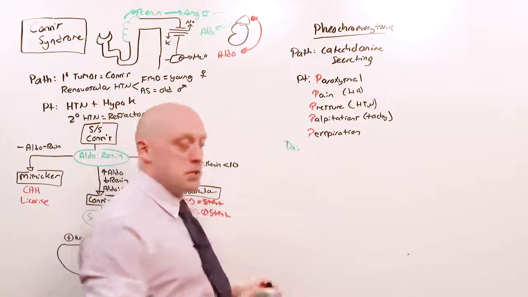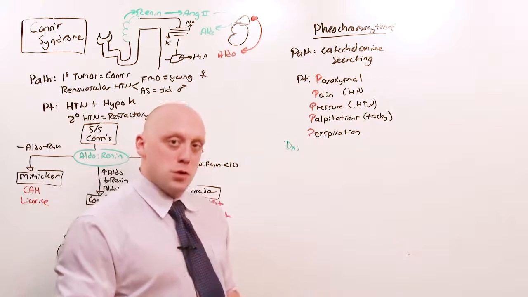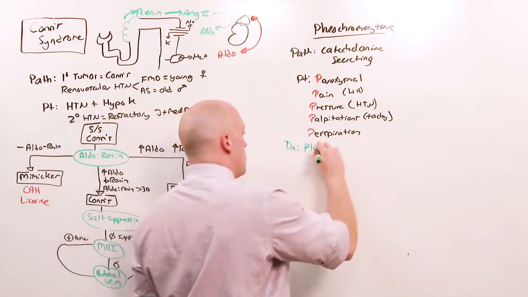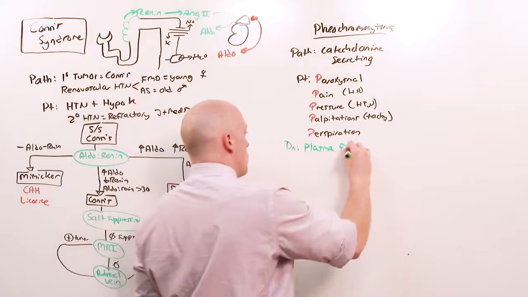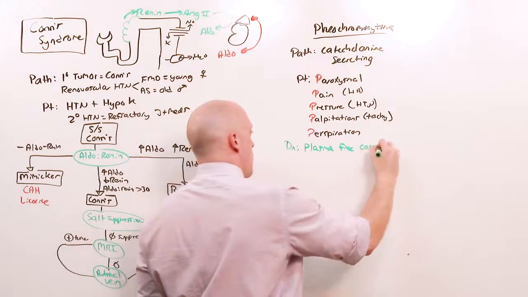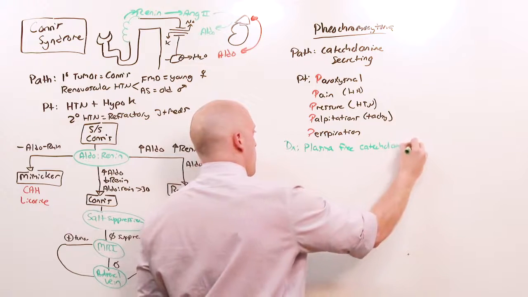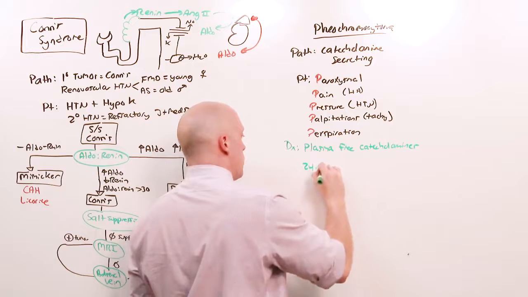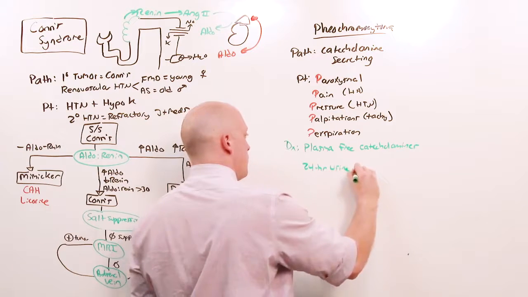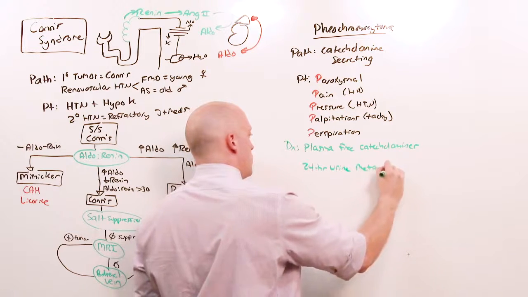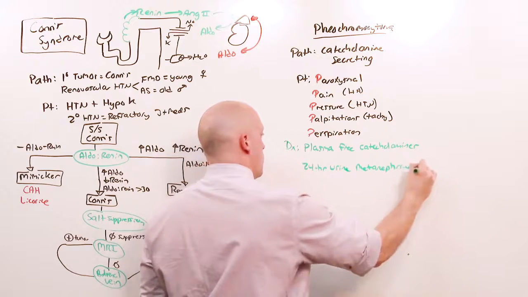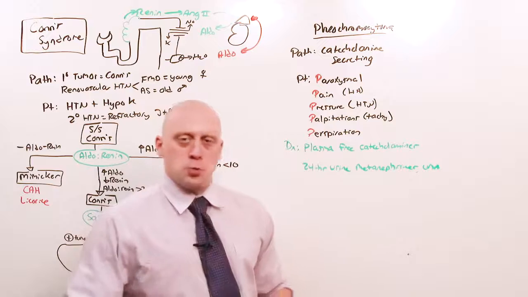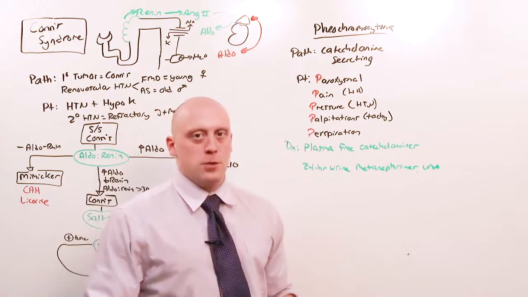The diagnostic steps here are very simple. You have two things to choose from. You could get a plasma-free catecholamines, or you could get a 24-hour urine, metanephrines, or VMA. Which one do you pick? It's really tough to decide between them.